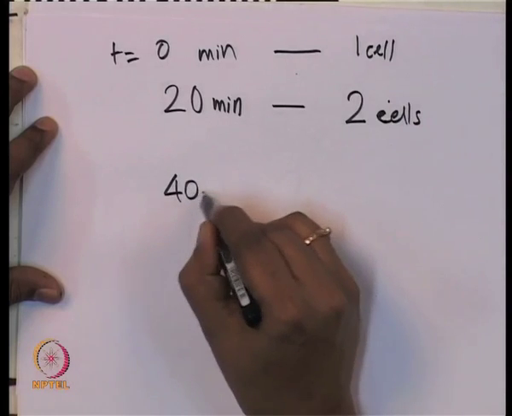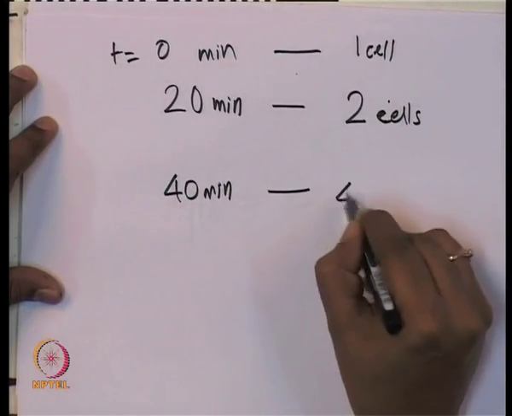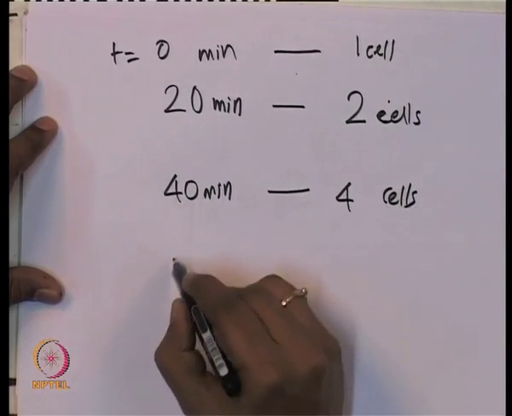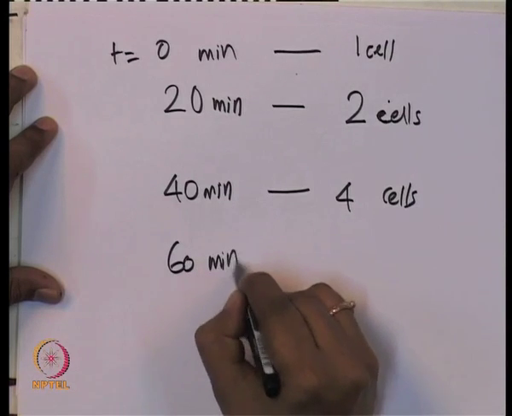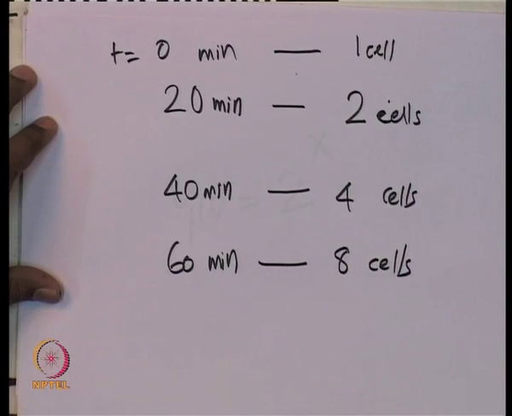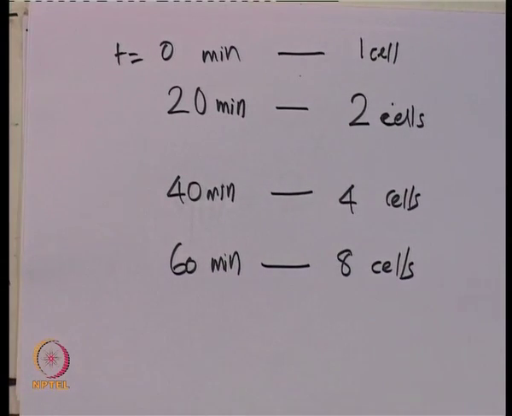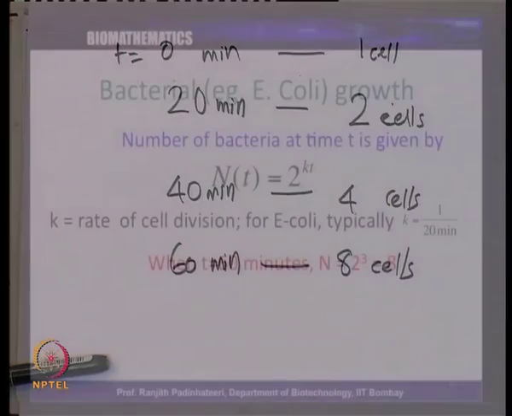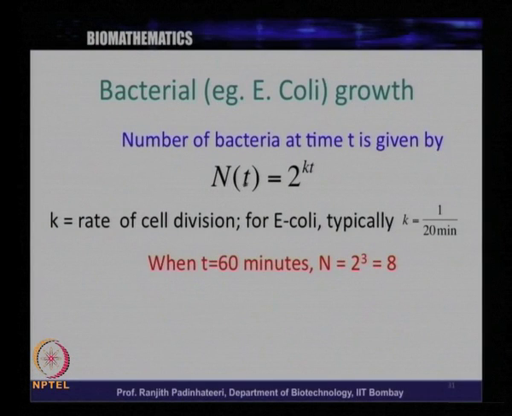In 40 minutes you have 4 cells. In 60 minutes you have 8 cells. So, how do we describe this mathematically? The way to describe this mathematically is seen in the next slide. So, you can describe the number of cells. Let us have a look at this equation.